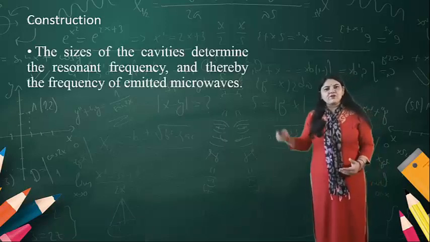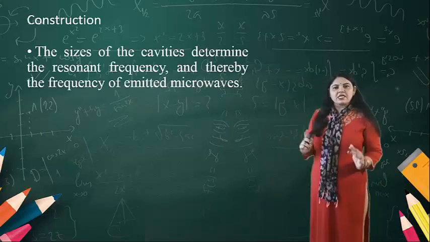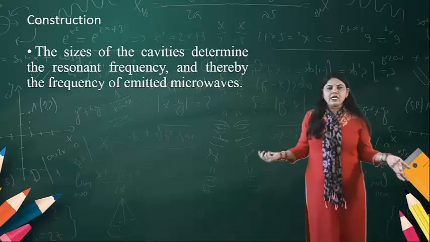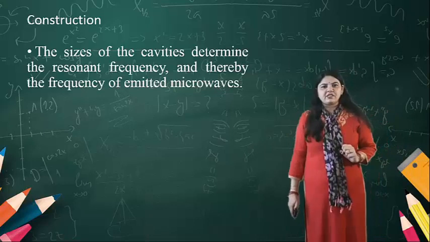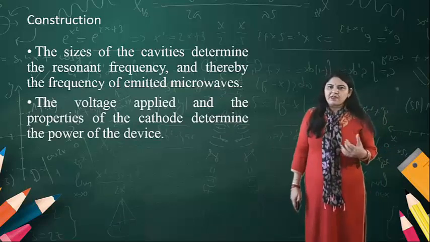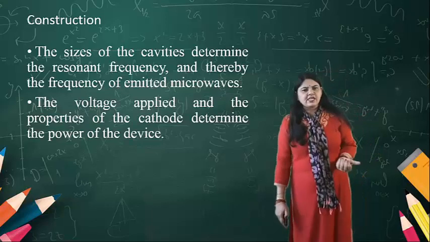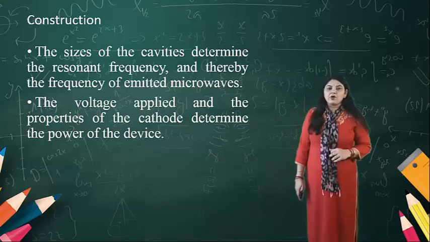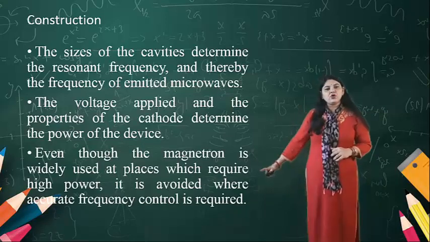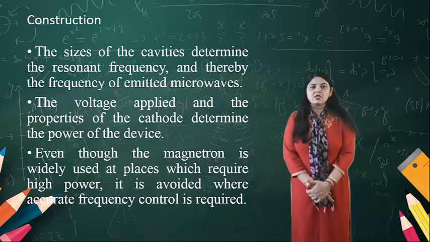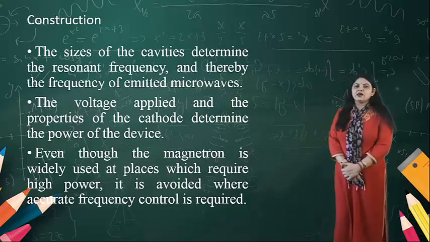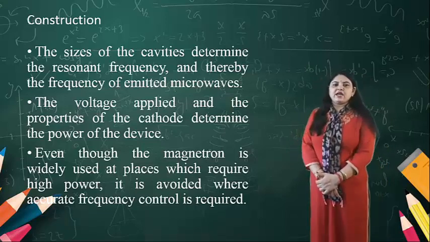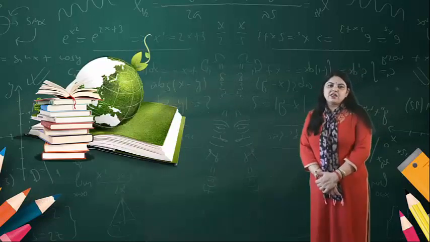The size of the cavities determines the resonant frequency. So based on the resonant frequency required, we can set the size of the cavity, and thereby the frequency of the emitted waves also changes. Voltage applied and the properties of the cathode determine the power of the device. Even though the magnetron is widely used in places which require high power, it is avoided where accurate frequency control is required.